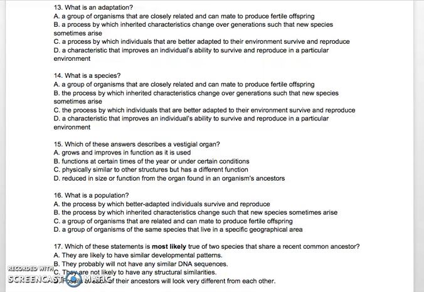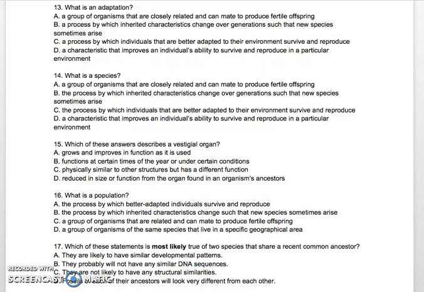Number 14. What is a species? A. A group of organisms that are closely related and can mate to produce fertile offspring. B. The process by which inherited characteristics change over generations, such that new species sometimes arise. C. The process by which individuals that are better adapted to their environment survive and reproduce. D. A characteristic that improves an individual's ability to survive and reproduce in a particular environment.